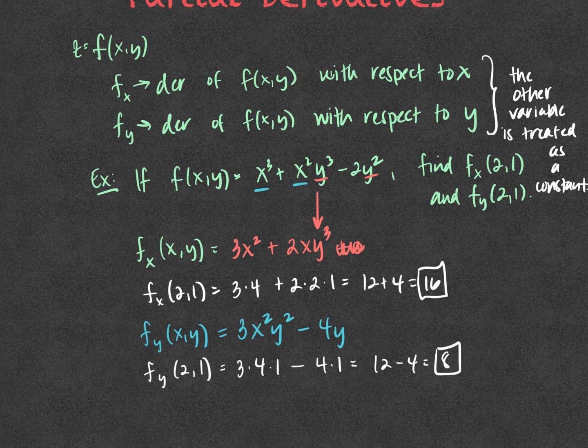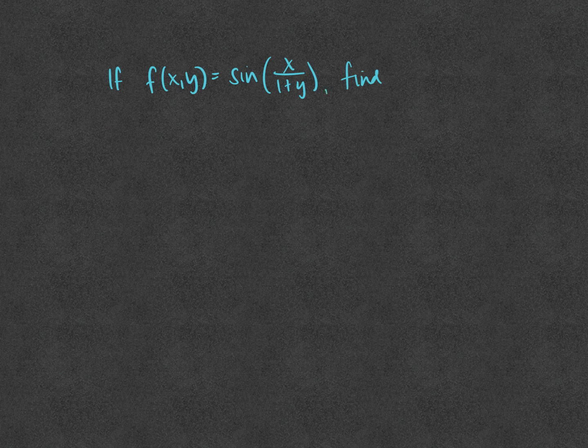All right, so let's look at one more of these. The directions say if f of x y equals the sine of x over 1 plus y, then we're going to calculate the derivative with respect to x and the derivative with respect to y.